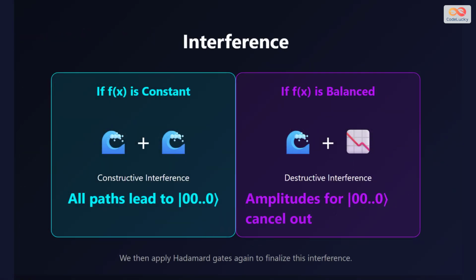This leads to interference. If the function is constant, the phases are all the same, and they interfere constructively to return us to the starting state of all zeros. If the function is balanced, the positive and negative phases cancel each other out perfectly. This is destructive interference, ensuring that we never measure the all-zero state.